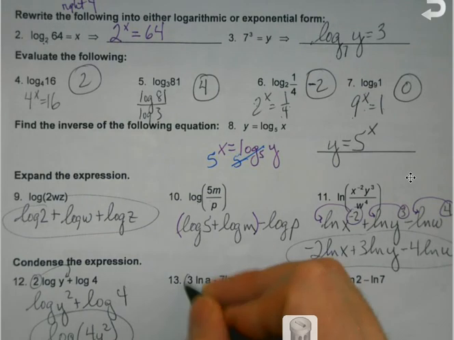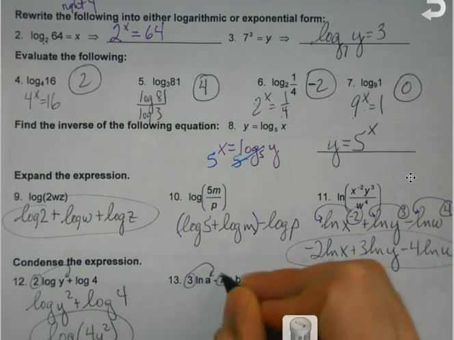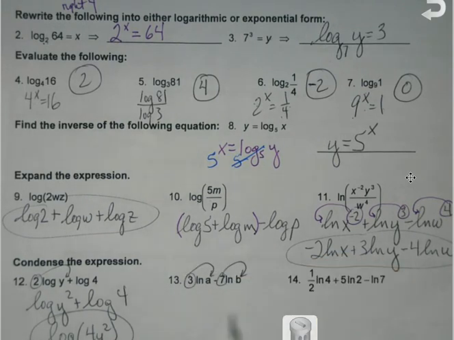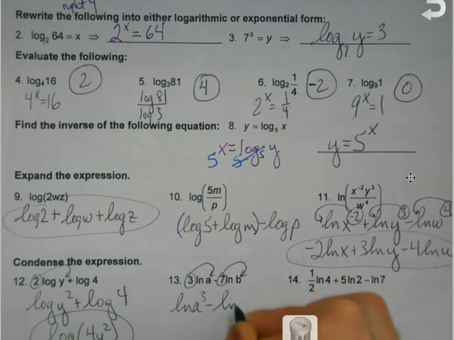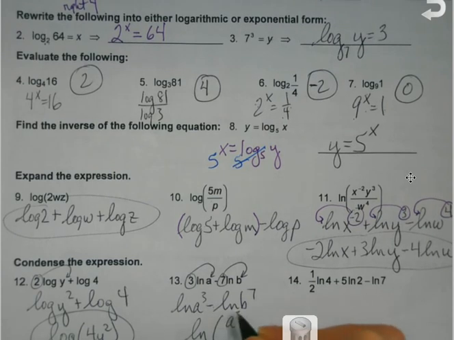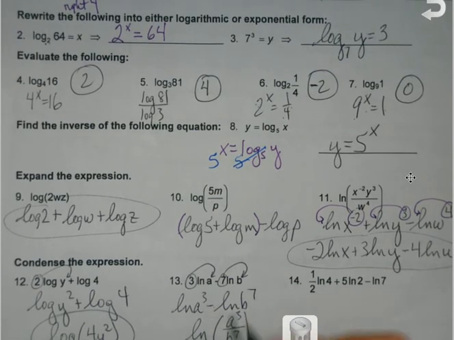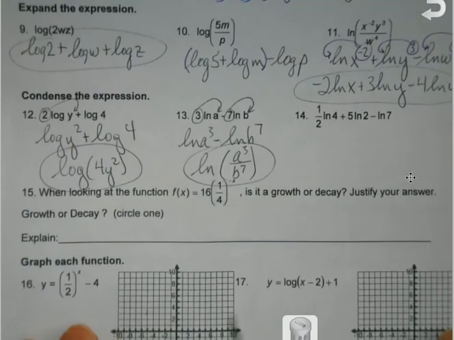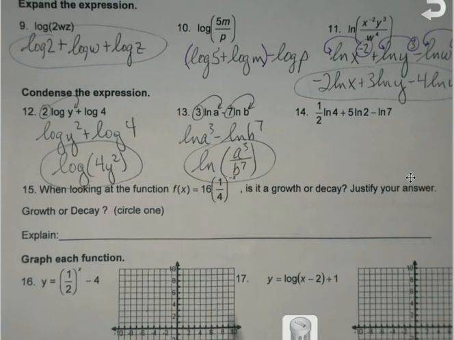Next one. Swing those coefficients back into exponents first. Minus becomes division. One fraction, one term, one single logarithm is what we're attempting to find here.